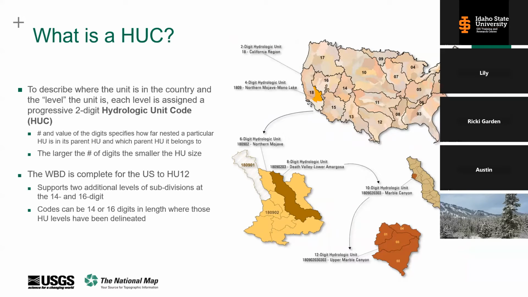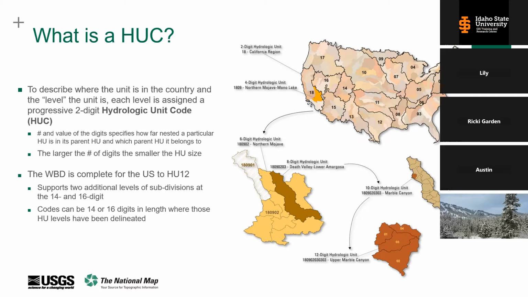So we've talked about hydrologic units. Now, what is a HUC, or a hydrologic unit code? We have a lot of acronyms that we use in the data set, so bear with me. Hydrologic unit, HU. Hydrologic unit code is HUC. So the hydrologic unit codes, to describe where a unit is in the country and the level that the unit is, we assign a progressive 2-digit hydrologic unit code, or HUC code, to all of the polygons in the WBD.